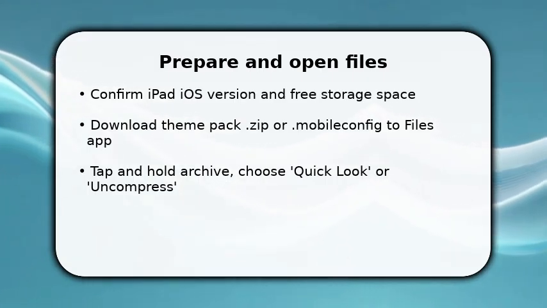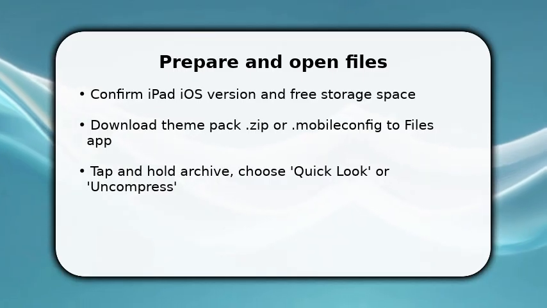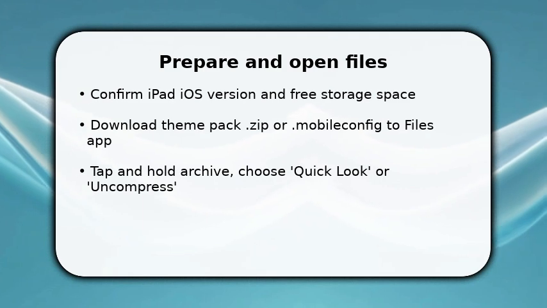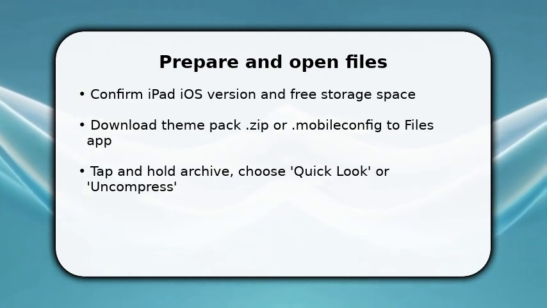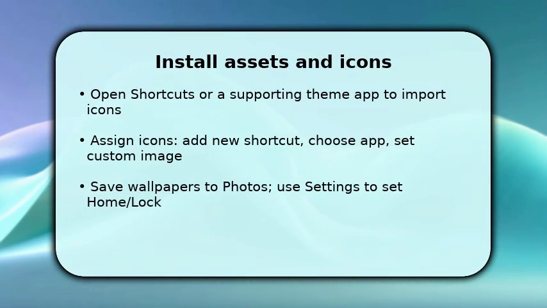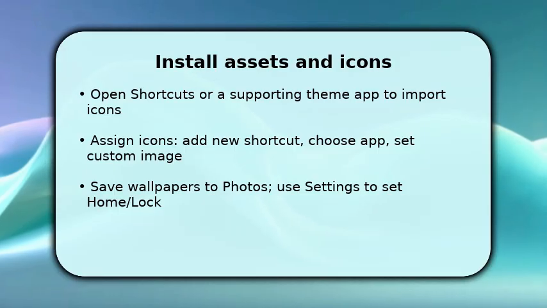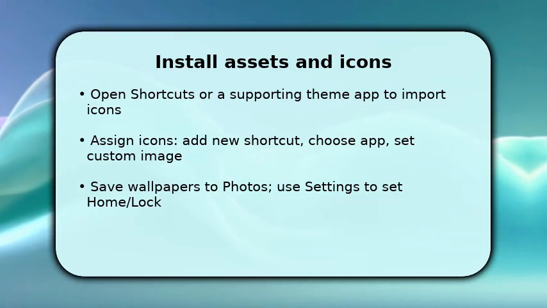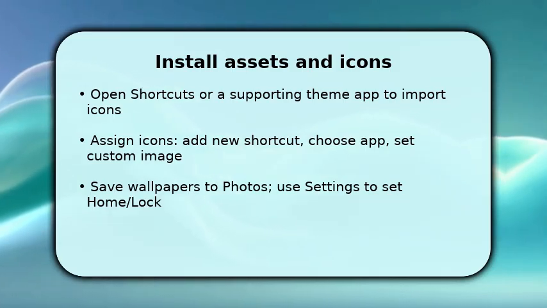Make sure you know whether the pack includes wallpapers, icon sets, or a profile, because that determines the next steps. Now you import the assets. If the pack includes icons, use shortcuts or a theme app to create custom app shortcuts. Add a shortcut, open the app action, assign the custom image from files or photos, then add to home screen.